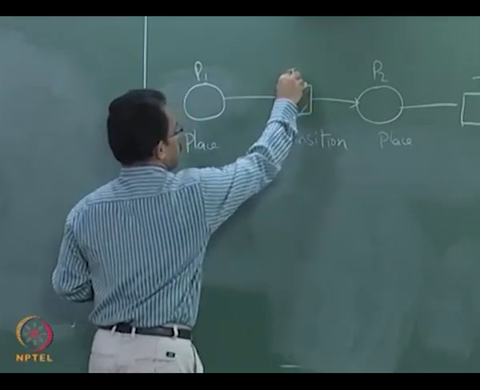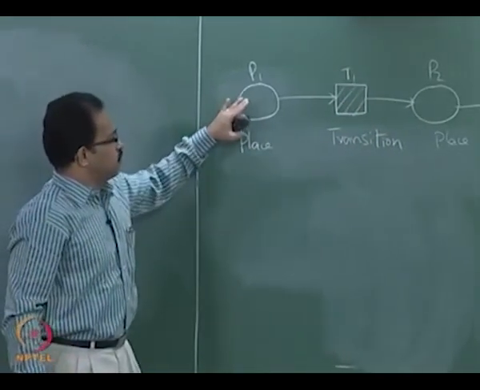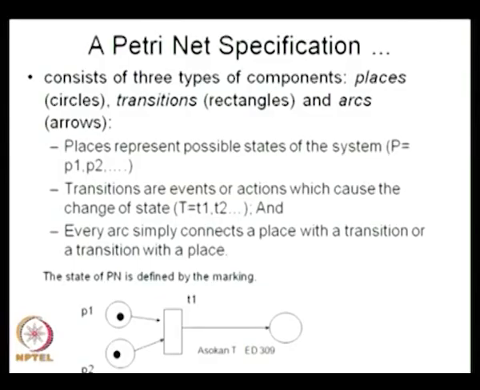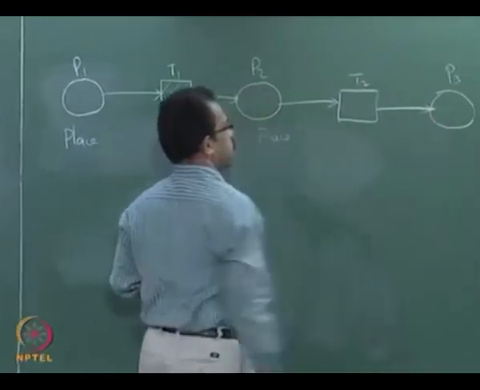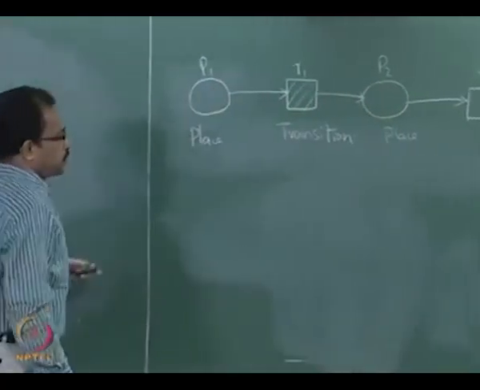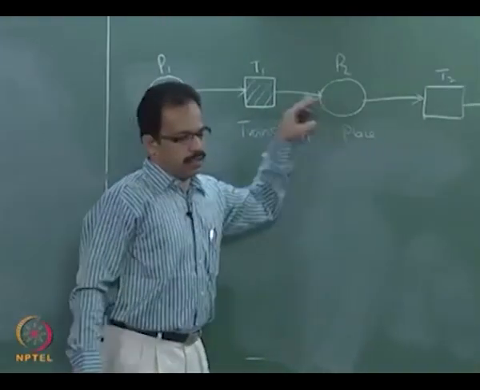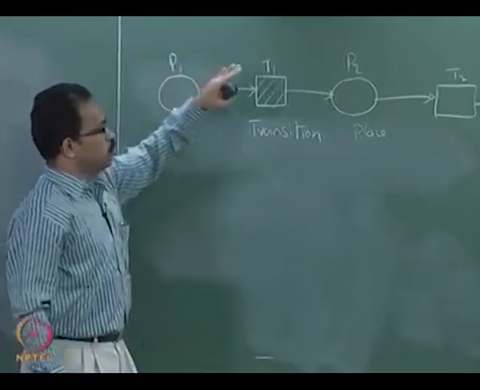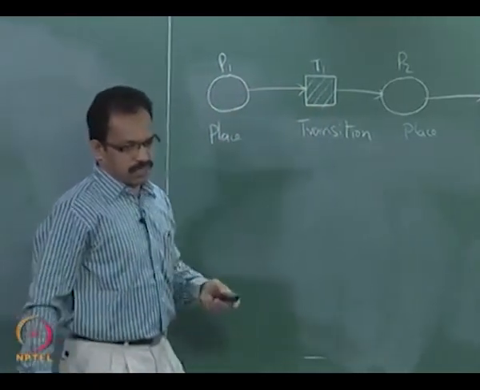So the transitions actually make the place value or the status change from one to the other. Every arc connects a place with a transition, or a transition with a place. So that is the arc. So we have the state, transition and arc: place, transition and arc, and a place actually represents the states P1, P2, P3, and a transition represents the change from one state to another state.